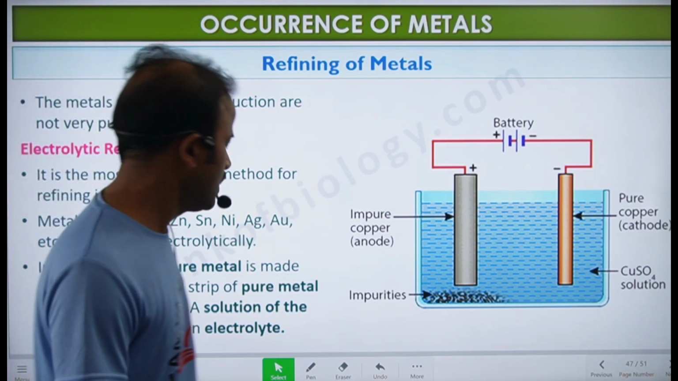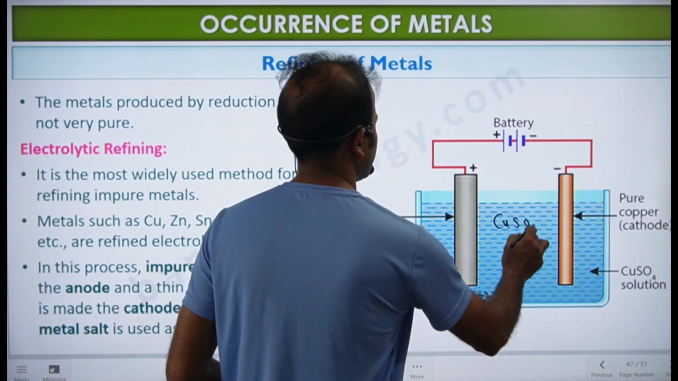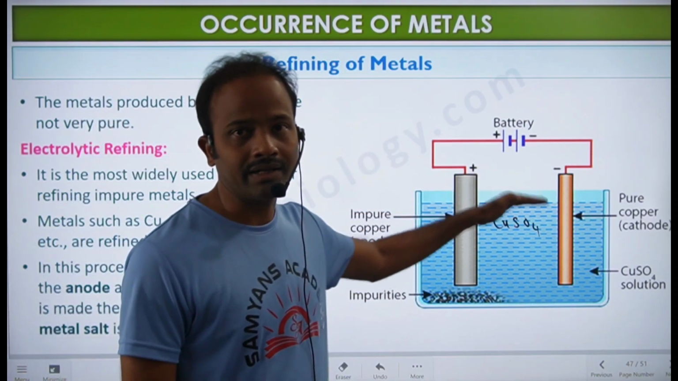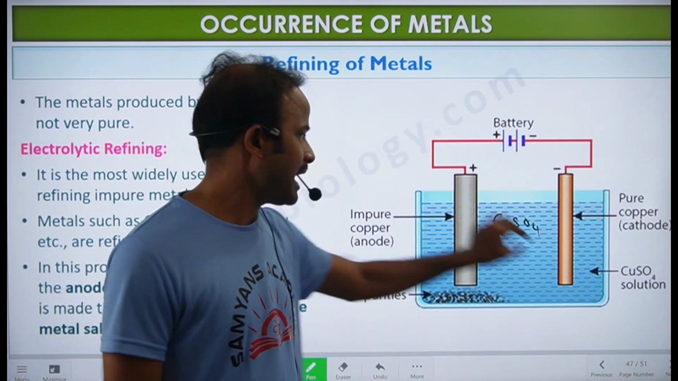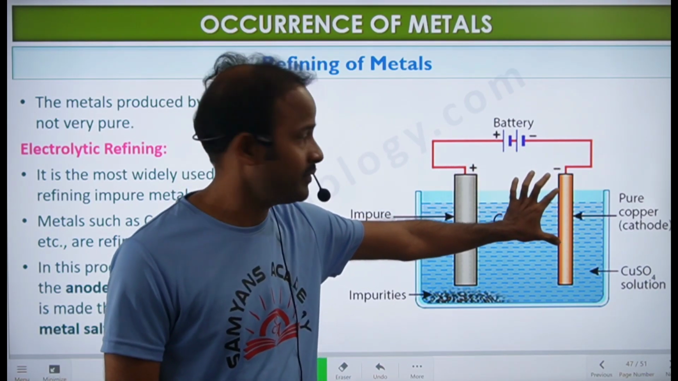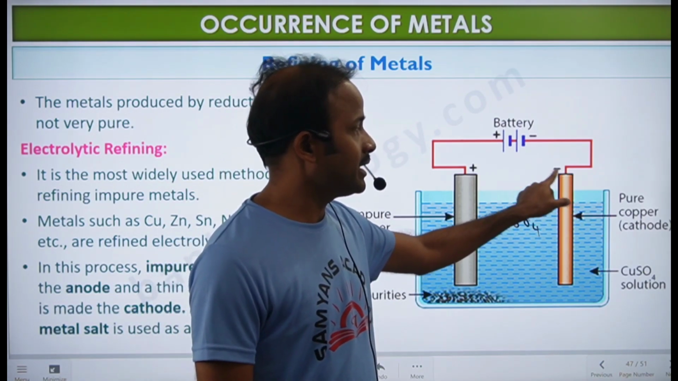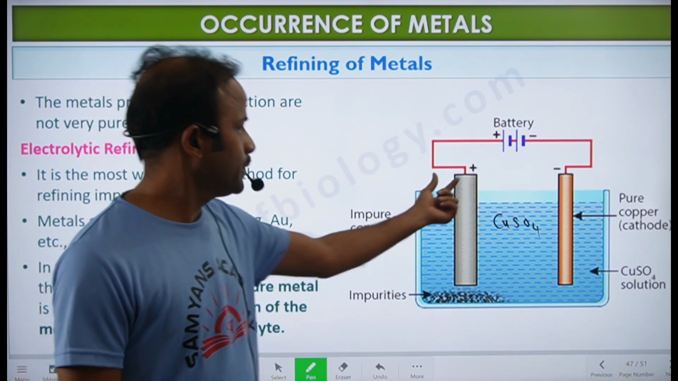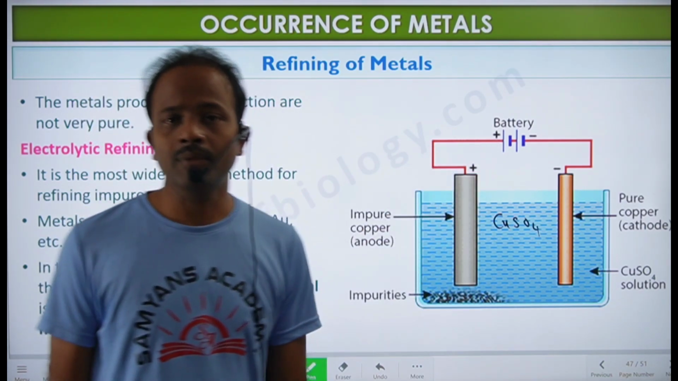Now you see, in this process we are taking copper sulfate solution, CuSO4 solution. This is used as the electrolytic solution. In this we keep two electrodes. One is the impure copper, and the other one is a thin strip of pure copper. This thin strip of pure copper we connect to the negative terminal of the battery, right? And the impure copper electrode we connect to the positive terminal of the battery.